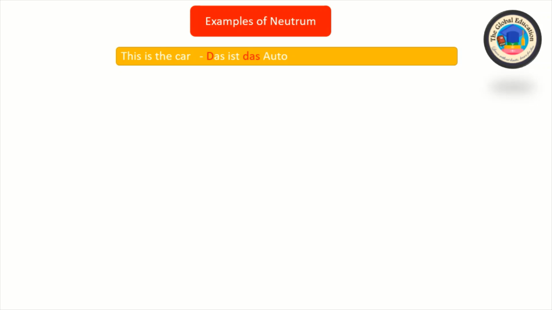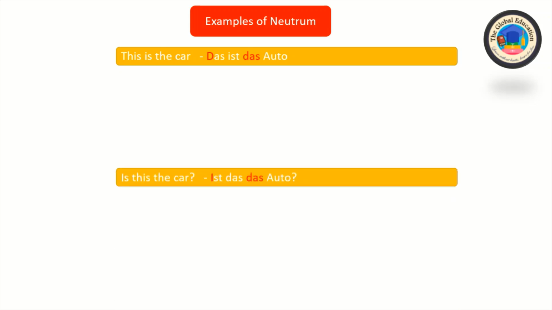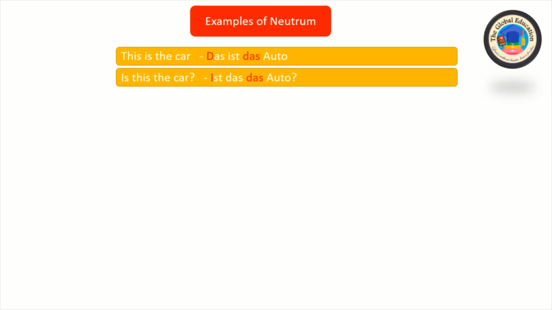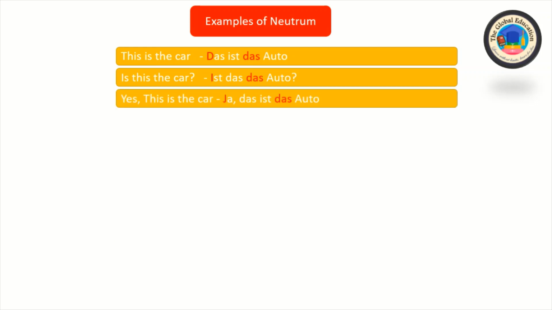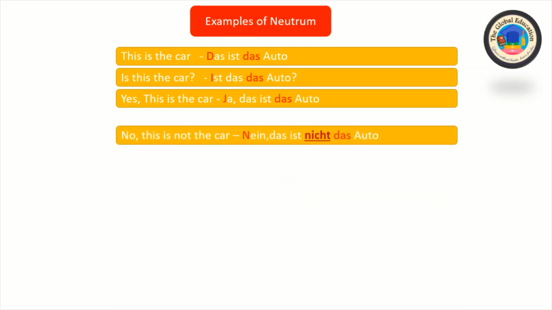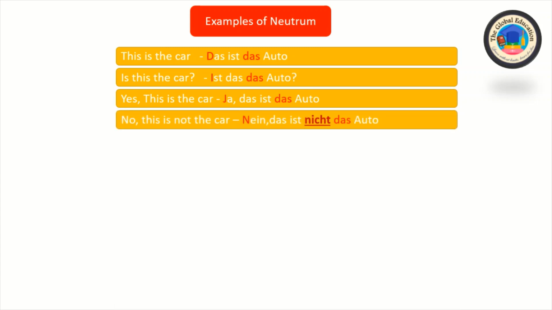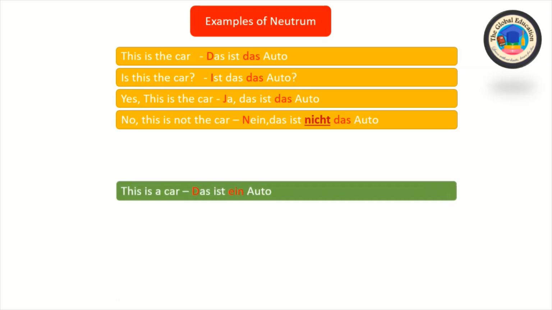Now we talk about the examples of Neutrum. Is this the car? Das ist das Auto. Like das Auto, it means Neutrum form. Auto has the das article. Is this the car? Ist das das Auto? Yes, this is the car. Ja, das ist das Auto. No, this is not the car. Nein, das ist nicht das Auto.